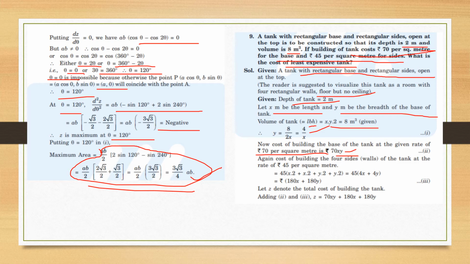Base is a rectangle. Now for the 4 walls, the cost of it will be 45 times the area of the 4 walls. So that is 45 into 4x plus 4y. If you put the values of x and y, you will get 180x plus 180y. So if z is the total cost of the building, it will include the amount for the floor and for the 4 walls. So this is 70xy plus 180x plus 180y.